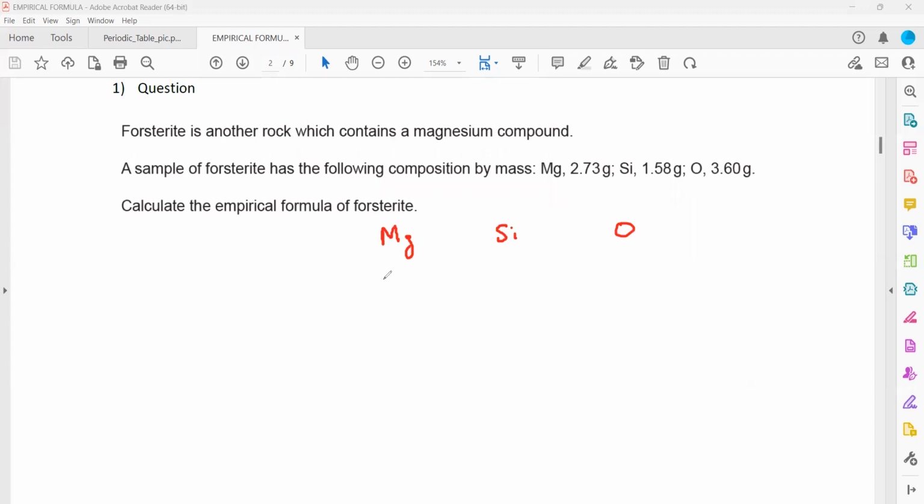And how much mass of each of them is given? This is 2.73 gram. They can give the mass, they can give the percentage. It won't make a difference to the method.